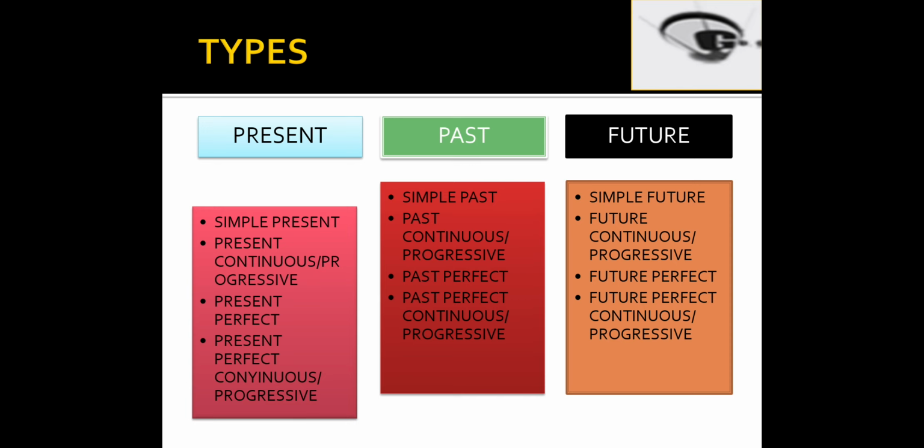In the present tense, we have four types: simple present, present continuous, present perfect, and present perfect continuous. In the past tense, again, we have four types: simple past, past continuous, past perfect, and the past perfect continuous. In the future tense, again, we have four types: simple future, future continuous, future perfect, and the future perfect continuous. We'll study all these types of tenses.